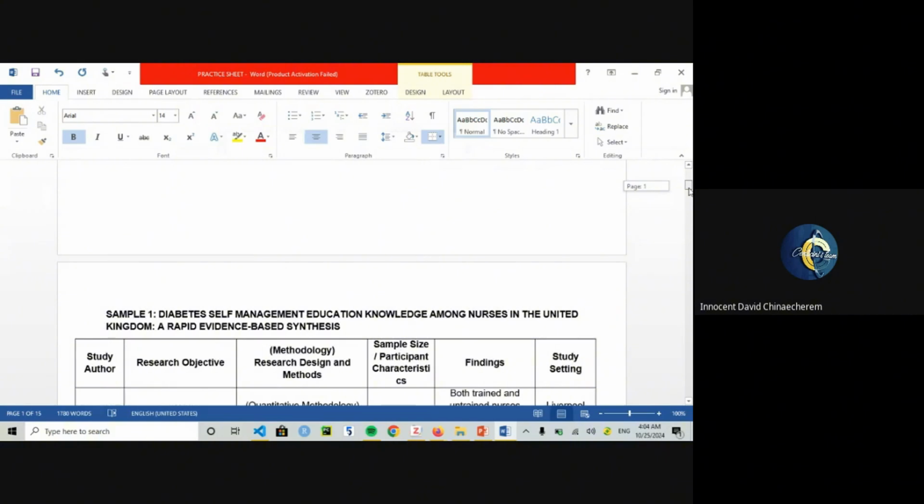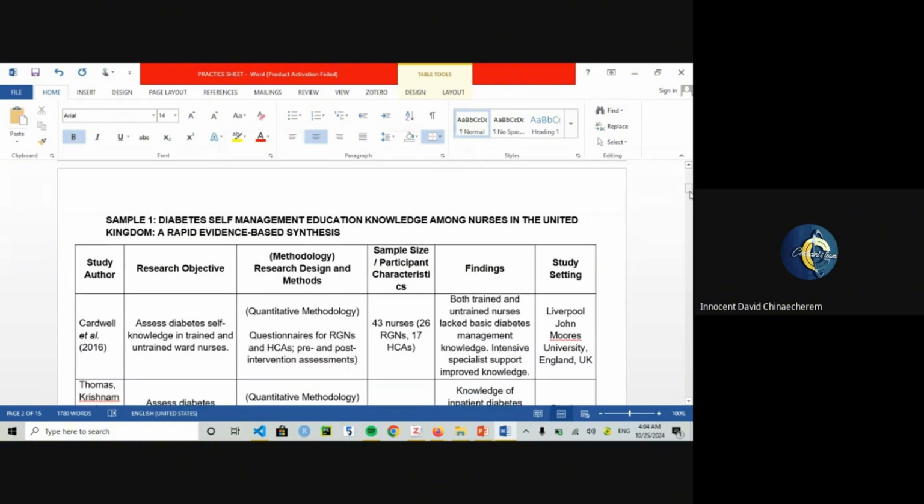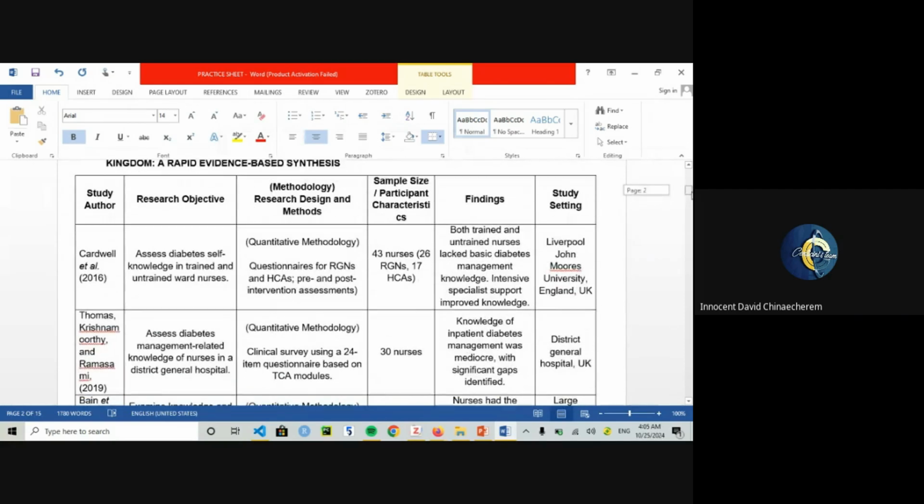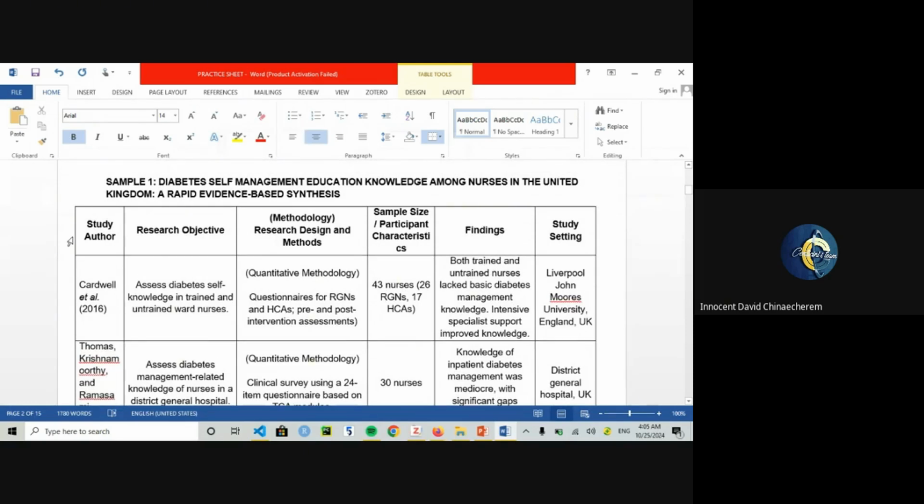So I just want to take a look at this first sample of data extraction, where this study is looking at diabetes self-management education knowledge among nurses in the United Kingdom. Now, if you look at this paper here, you see one thing that is unique to this paper. The first paper study that was extracted is Cardwell et al. And the objective of this paper is to assess diabetes self-knowledge in trained and untrained ward nurses. So you see that here the methodology is clearly stated: quantitative methodology, the design, questionnaires for registered nurses and healthcare assistants, right? So we have pre and post intervention assessment.